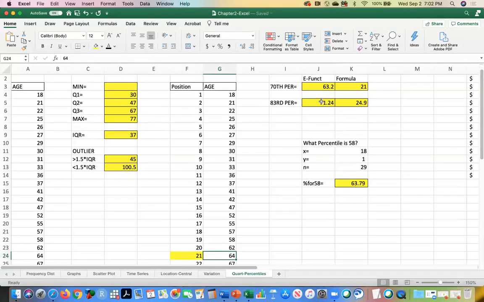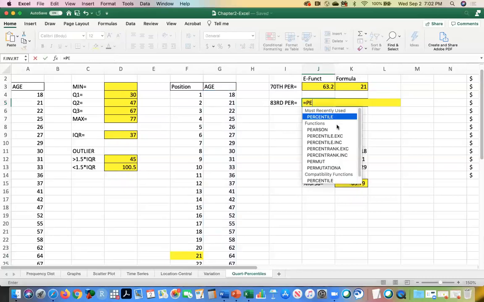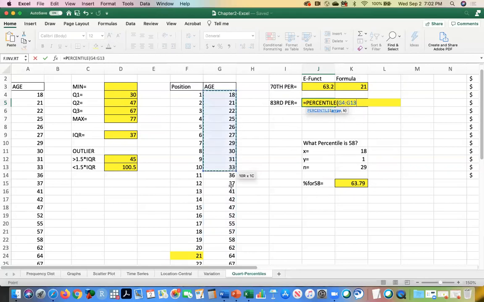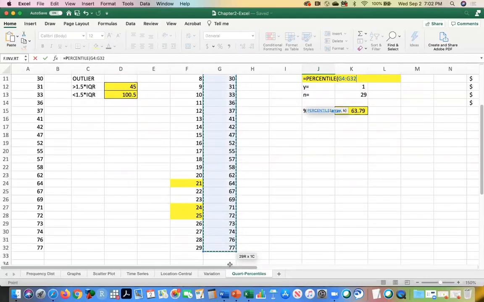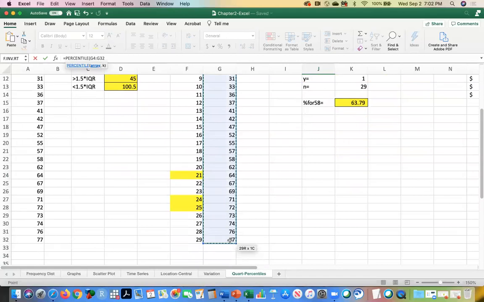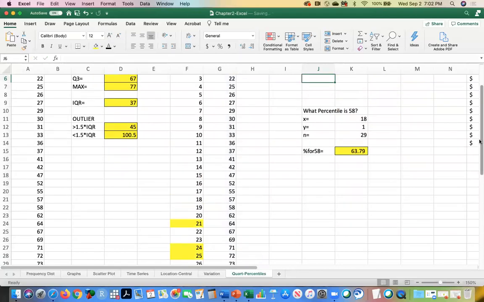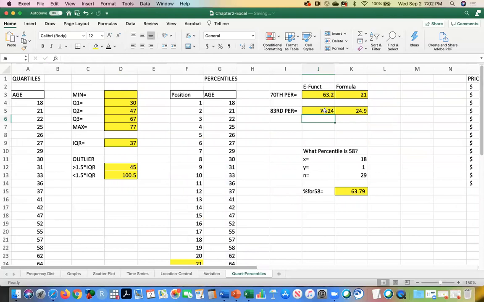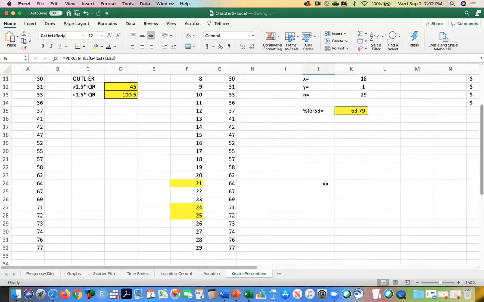So we also have here the 83rd percentile. So I am asking Excel, once again, percentile, open parentheses, highlight my data, and I want, I said 83, right? 0.83, close parentheses, okay? So the 83rd percentile happens to be 71.24. So it's also 71.24, something like this.